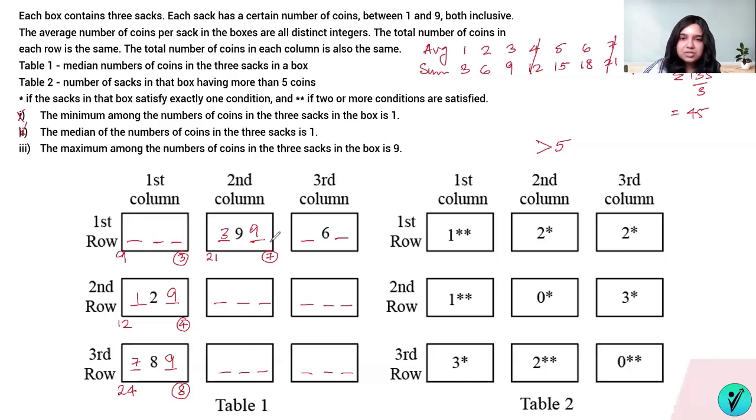And I also know that there's only one number greater than 5, and there are 2 conditions that are being followed. If there's one number greater than 5 and 2 conditions being followed, which ones can those be? I need a total of 9. 1 condition or 2 conditions being followed. If I try and see the first 2 conditions, that is a minimum among them is 1, and the median of them is also 1. Does that work? Let's try that as an example.